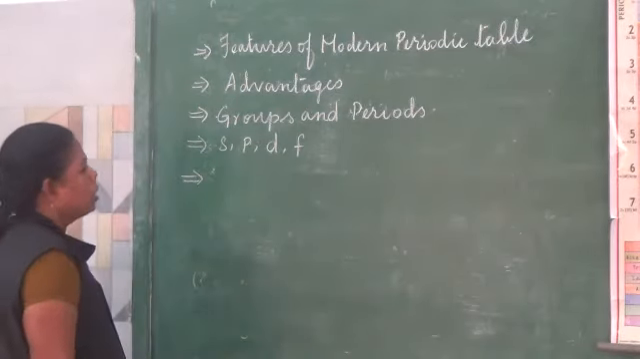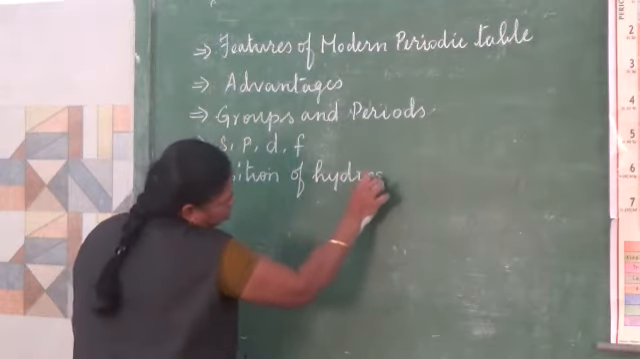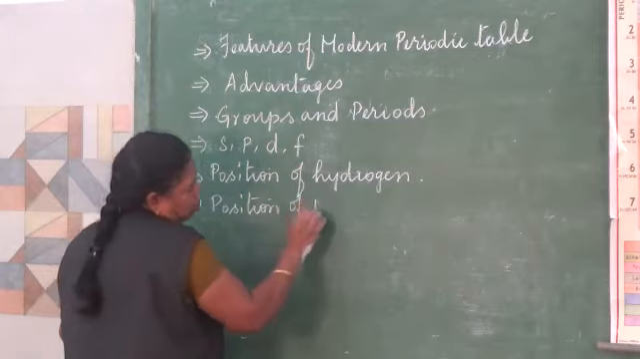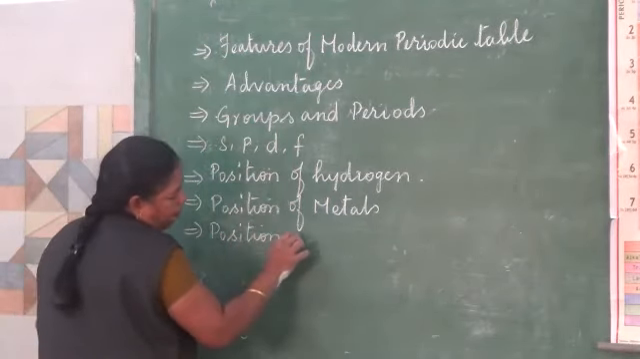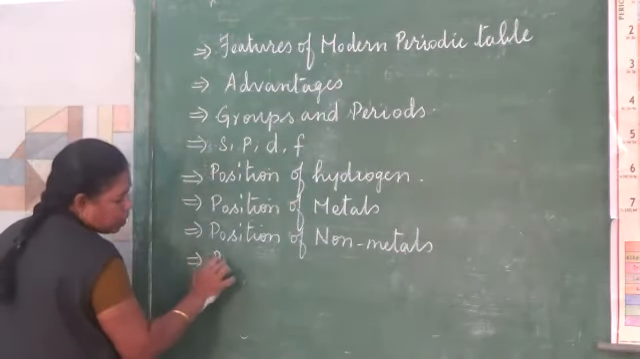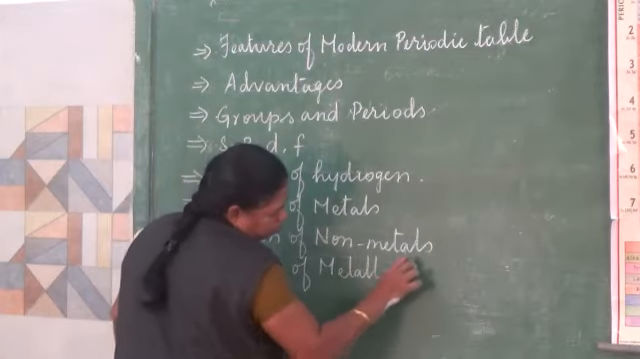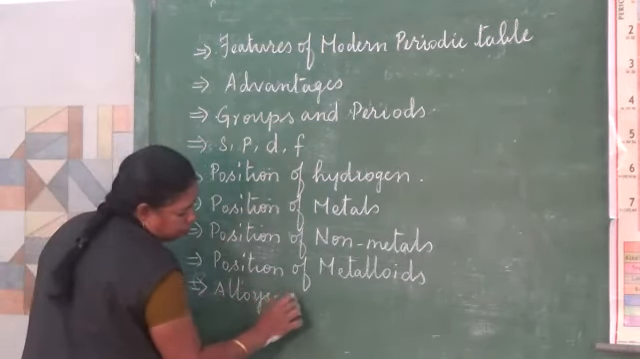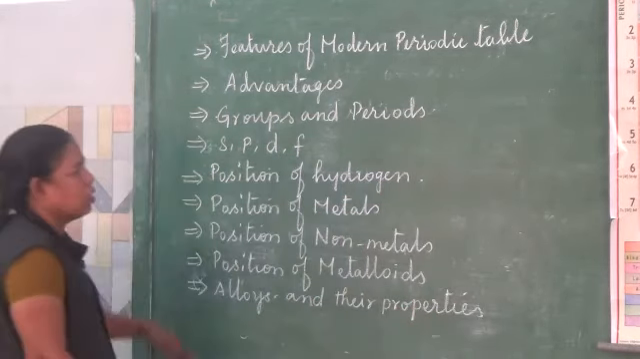And then we saw the position of hydrogen, and the position of metals, and the position of non-metals, and the position of metalloids, and then alloys and their properties. So these are the things we have discussed in this class.